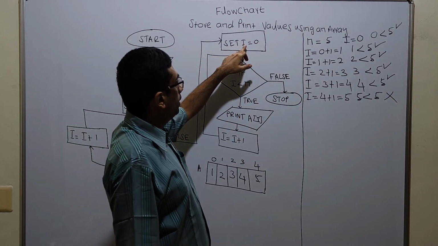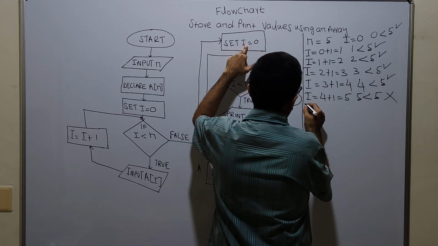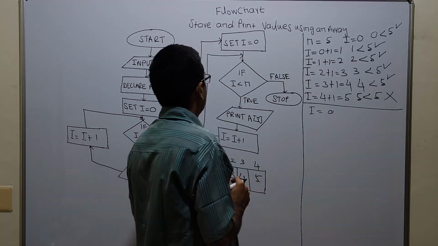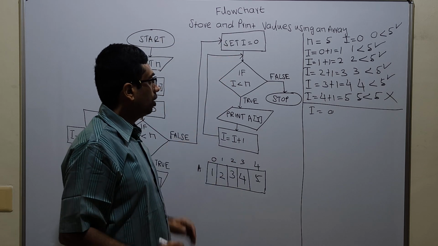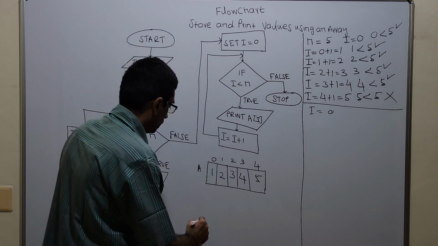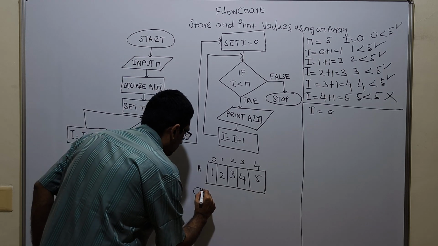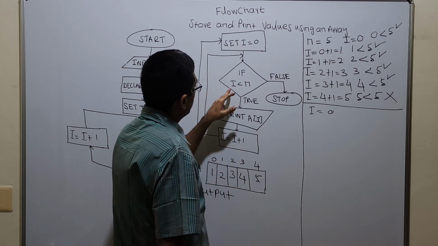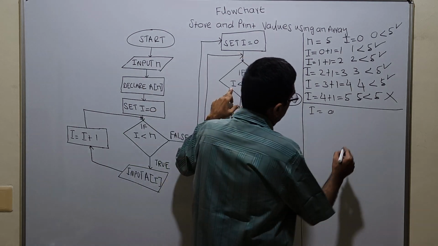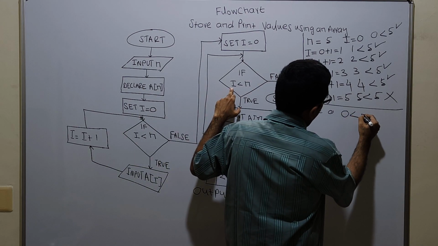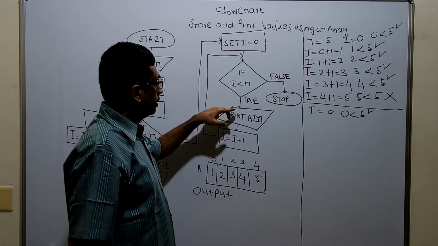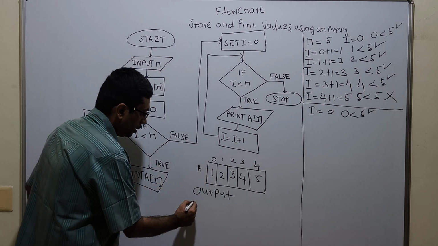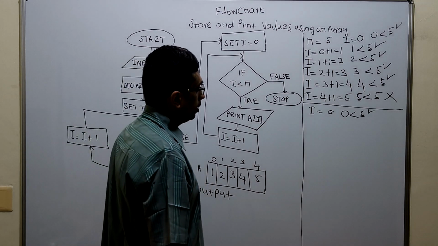If you come here and initializing the I value as 0. Now the output loop starts. Okay, I am writing output here. I equal to 0. Check the condition 0 less than n. 0 lesser than 5, which is true. Then print a of I. A of 0 will get printed. What is the value of a of 0? This is 1. 1 will get printed here.